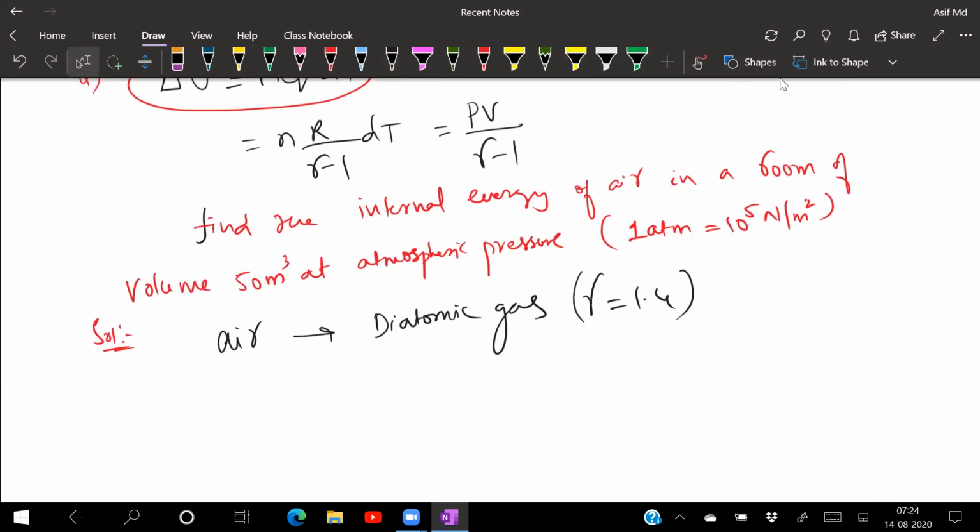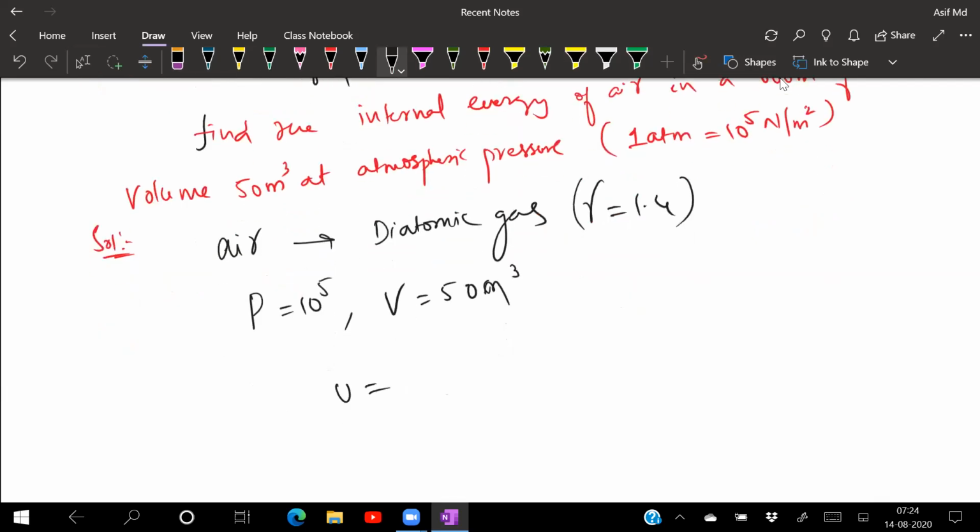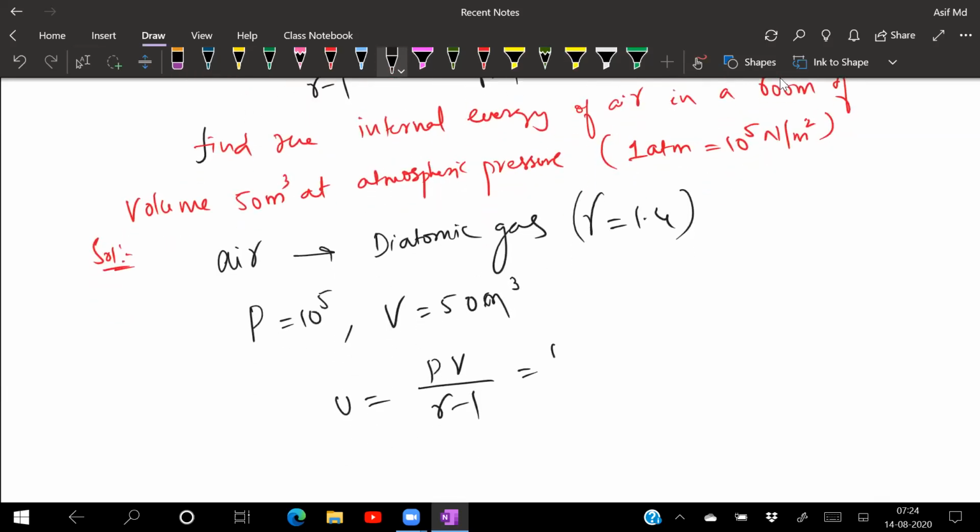Now, the internal energy in terms of what is given? Volume is given, and pressure is given. Pressure is 10 to the power of 5, and volume is 50 meter cube. I was asking the internal energy. Internal energy U is equal to PV by gamma minus 1. The P value is 10 to the power of 5, into 50. Everything is in SI system. Divided by gamma, 1.4 minus 1. So this becomes 50 into 10 to the power of 5 divided by 0.4.